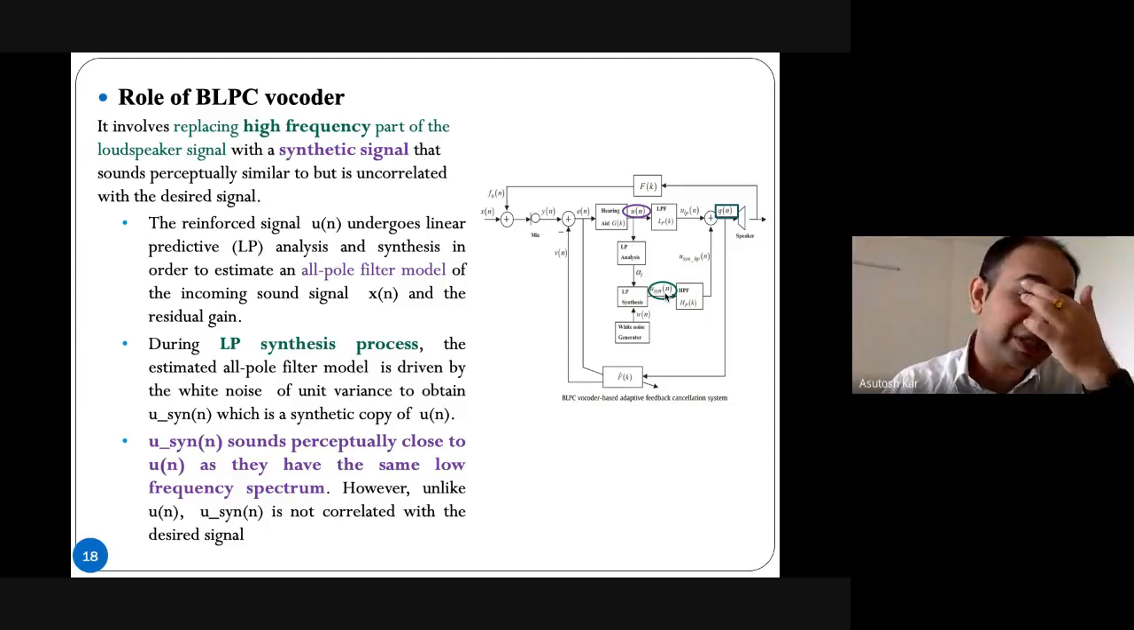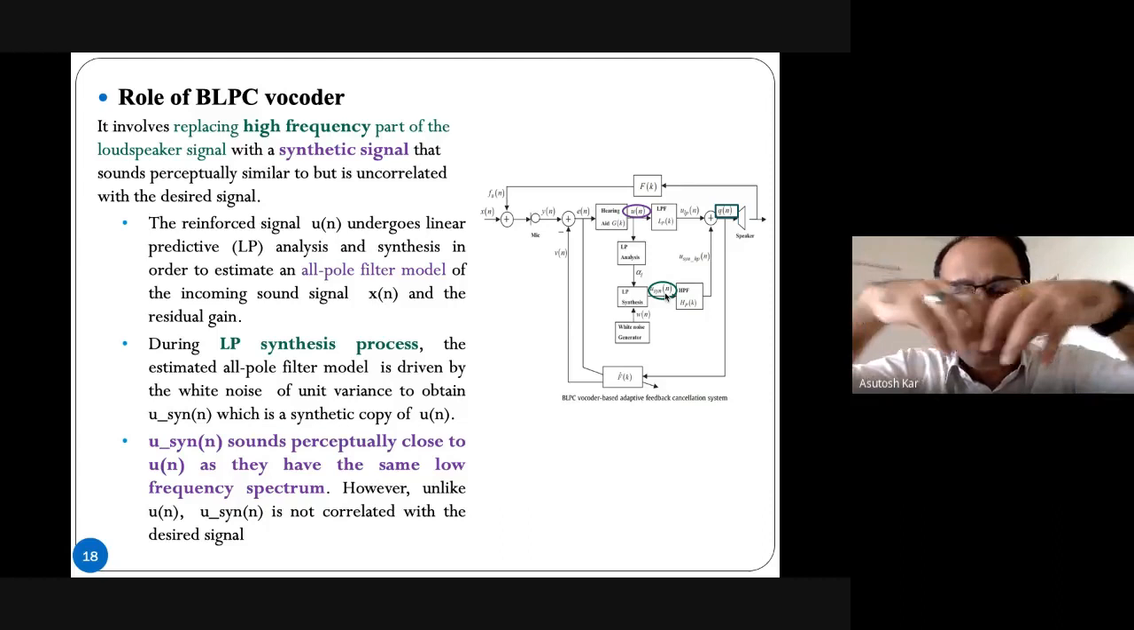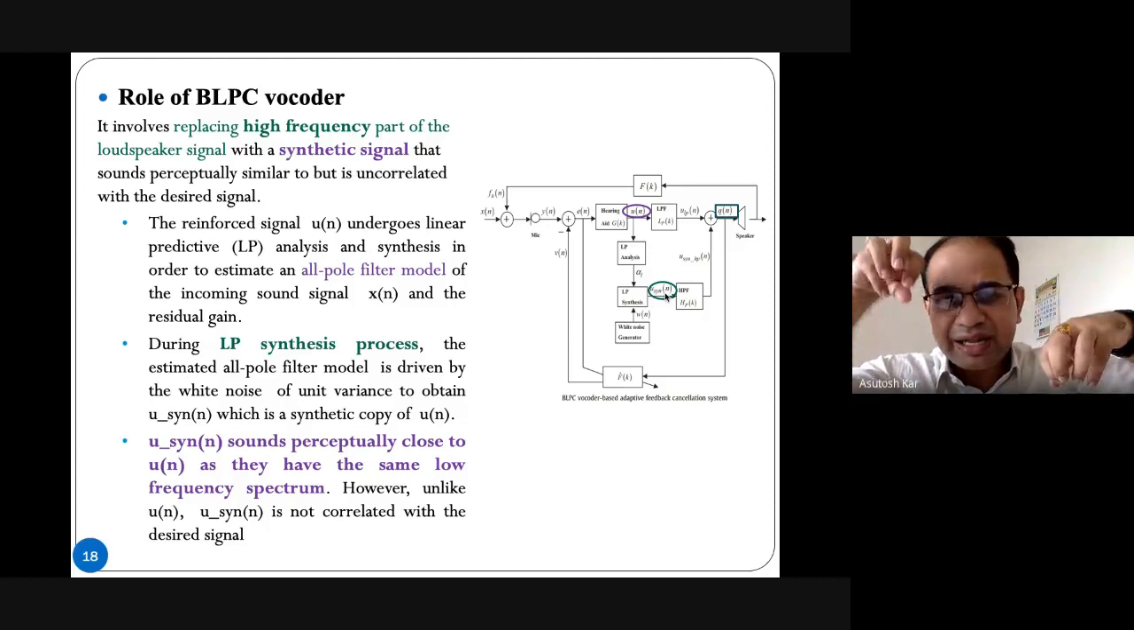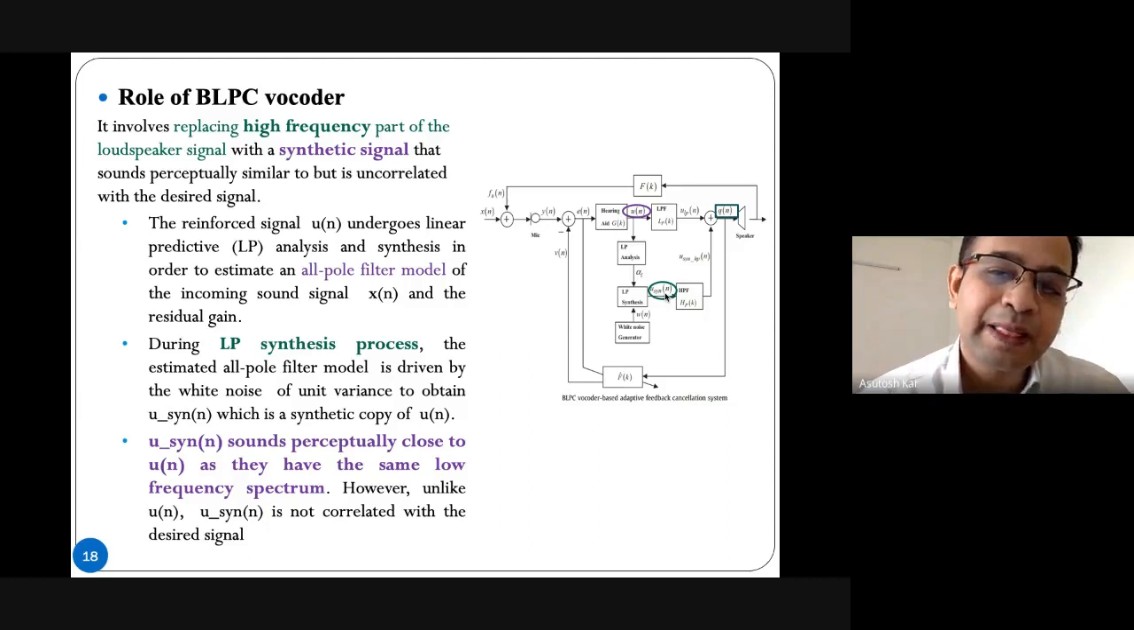So low frequency I am taking directly from the signal, and high frequency component after LP analysis and synthesis I am taking. So I can say low plus high makes the signal. Low is intact. The high frequency part of the signal, as it has been processed with white noise generated and LP analysis and synthesis, has less correlation with the input signal XN. So if correlation is less, what will happen? Performance escalation will be there.